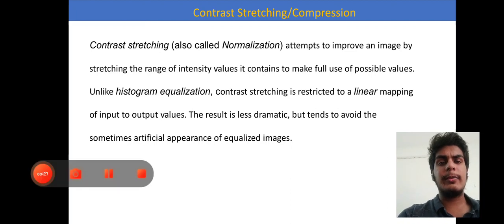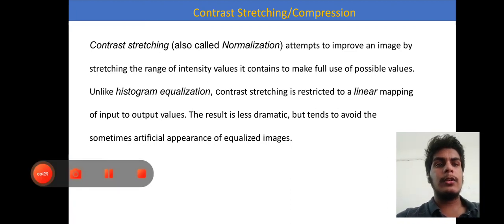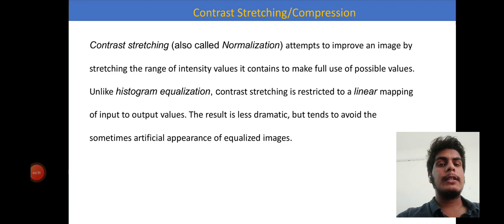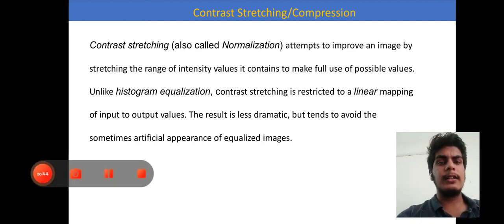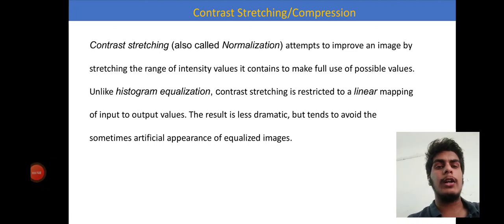Unlike histogram equalization, contrast stretching is restricted to a linear mapping of input to output values. The result is less dramatic but tends to avoid the sometimes artificial appearance of equalized images.